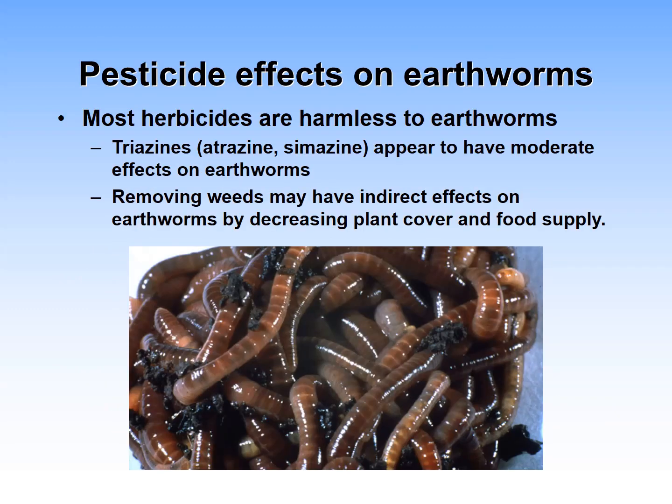Earthworms are very important soil animals. As we discussed earlier, overall most herbicides are harmless to earthworms. The triazine class of herbicides appear to have moderate toxicity to earthworms. An indirect effect of herbicide and good weed control is the reduction in population because of loss of plant cover and food supply to the earthworms. So there's an indirect way that herbicides could affect the number and diversity of other soil organisms such as the earthworm.